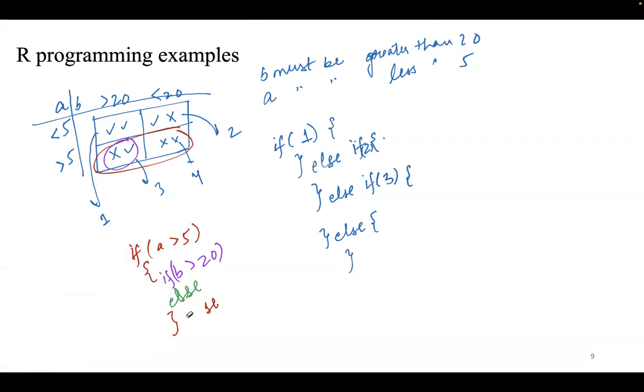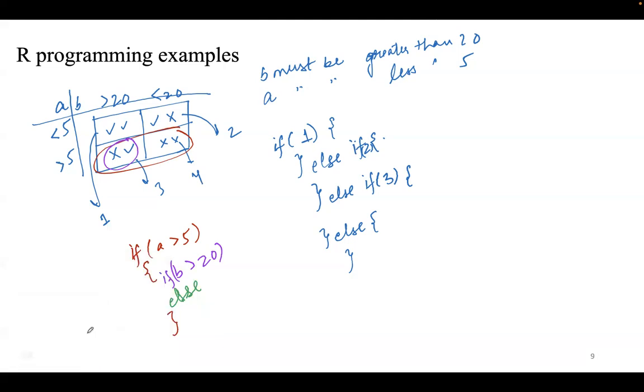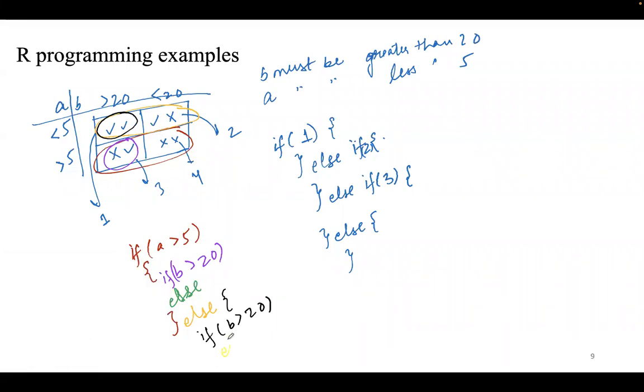And then I can have else. Then I have else here, where basically I'm looking at this thing. And then I'm going to write if B greater than 20, which means I'm looking at this one. And then I can have the remaining else. So I'm first taking only the bottom one, where A is greater than 5.